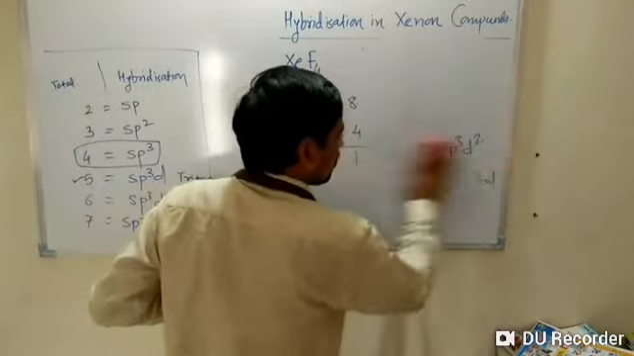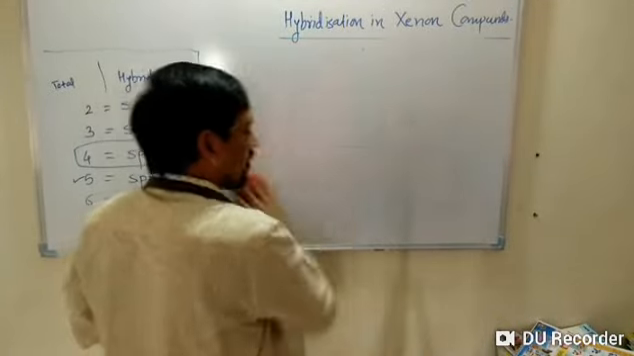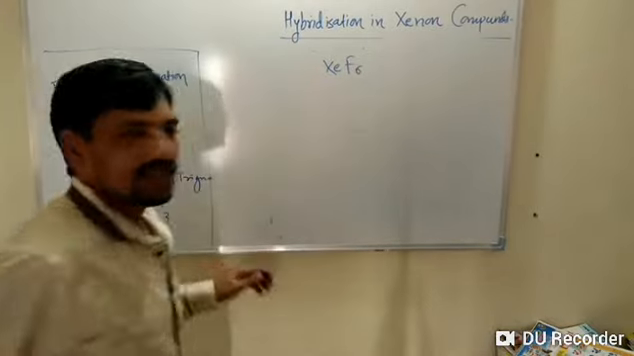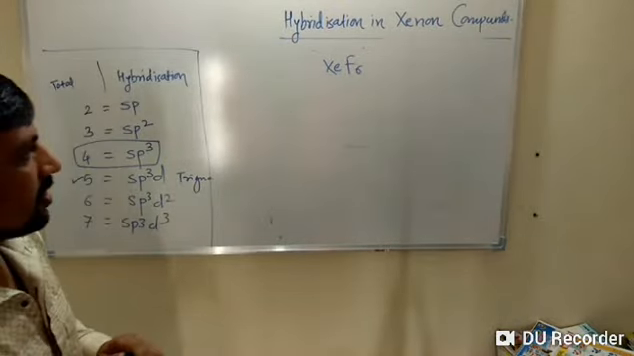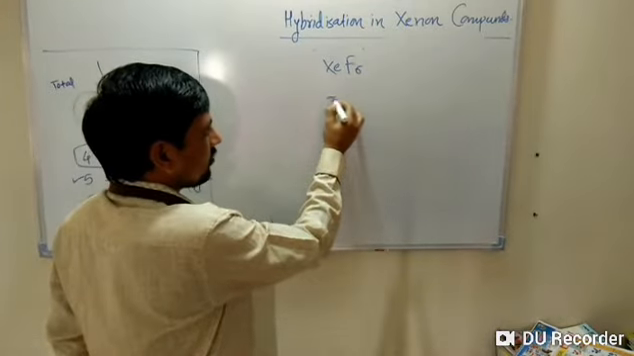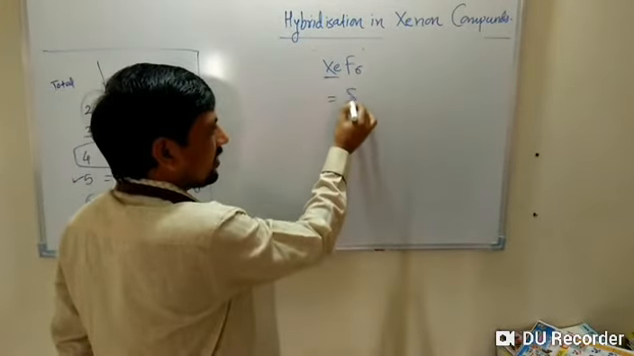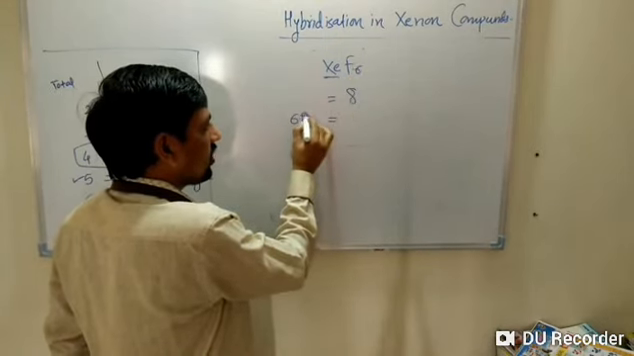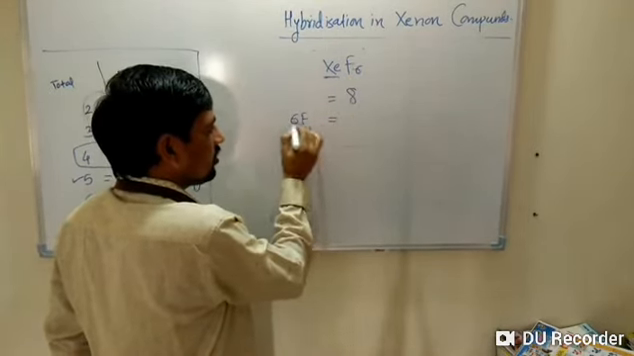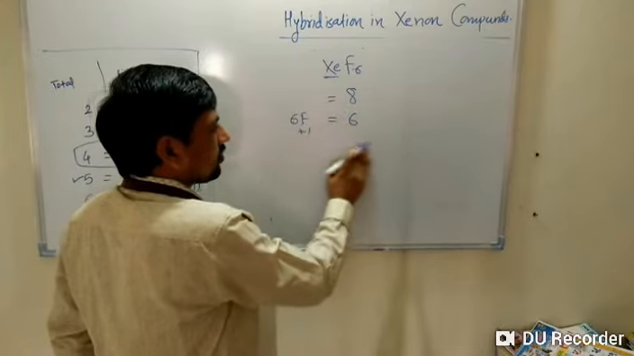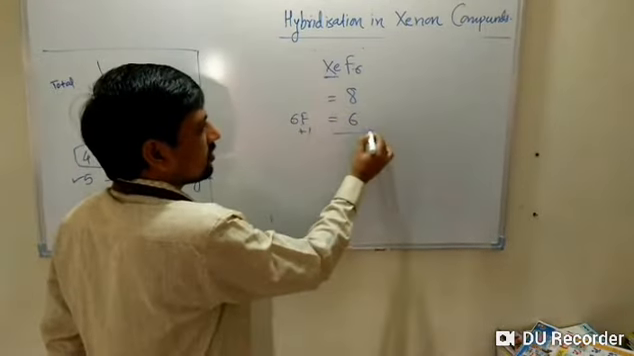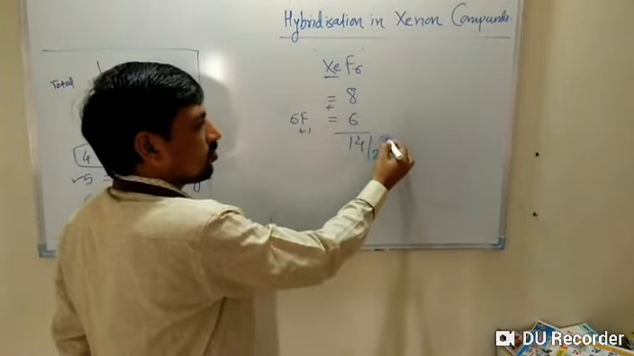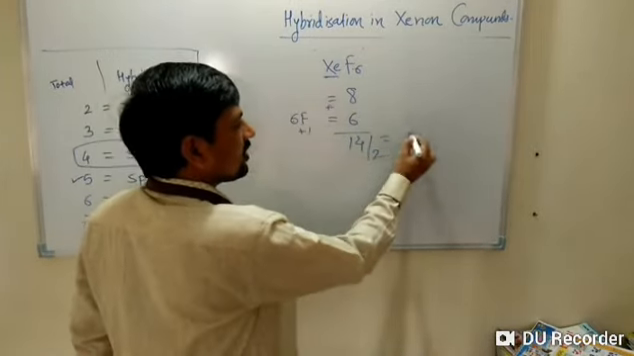Just like this, you can identify the hybridization of XeF6. This is very easy. Xenon: valence shell electrons of the central atom 8. For the surrounding atoms, there are 6 fluorine atoms, 1 each, so 6 times 1 is 6. 8 plus 6, after addition 14. Pair it: 14 by 2. After pairing you get 7.